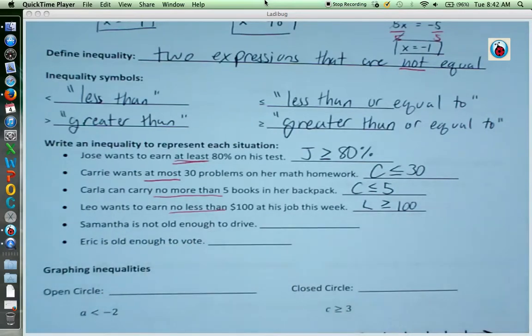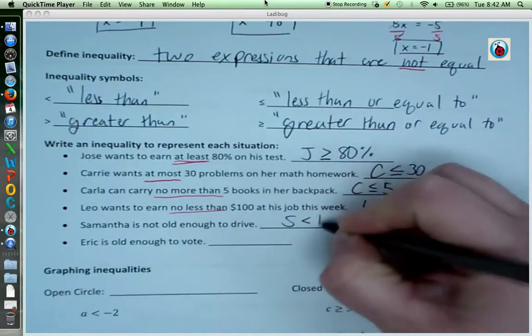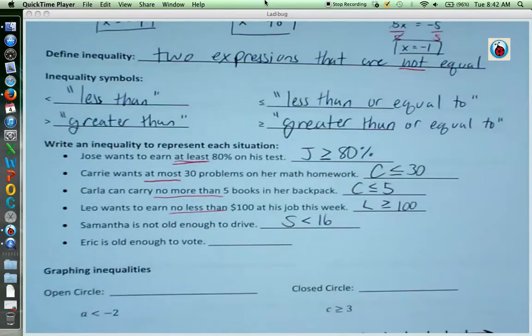So I'm going to say that Samantha's age is less than 16. Maybe she's turning 16 tomorrow. So she could be 15 and 363 days old. We don't know, but she's definitely not 16 or older. She's less than 16. On the other hand, Eric is old enough to vote.